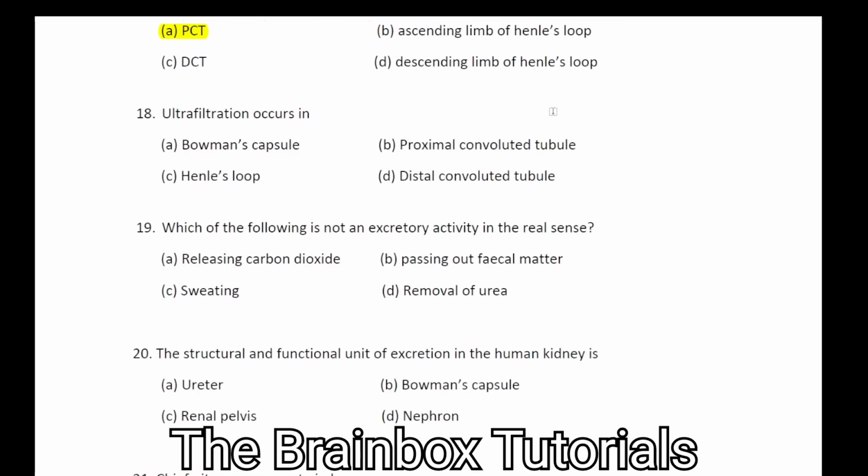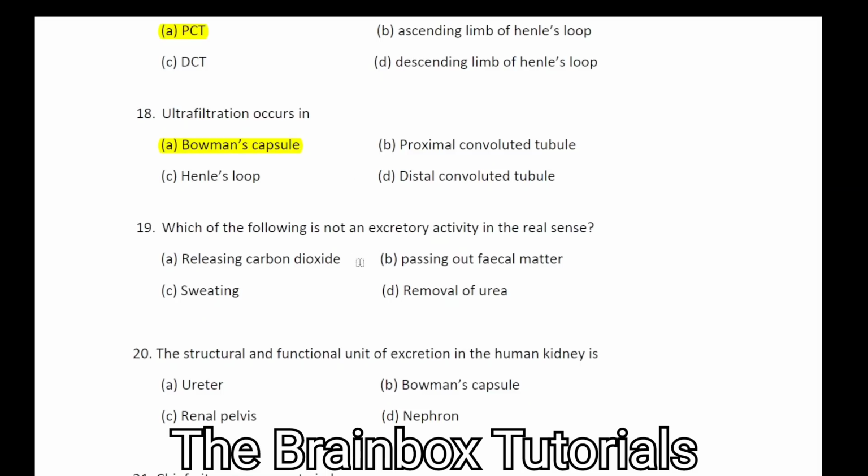Now number 18, ultrafiltration occurs in option A, Bowman's capsule. Option B, proximal convoluted tubule. Option C, Henle's loop. Option D, distal convoluted tubule. And the correct option is A, Bowman's capsule.